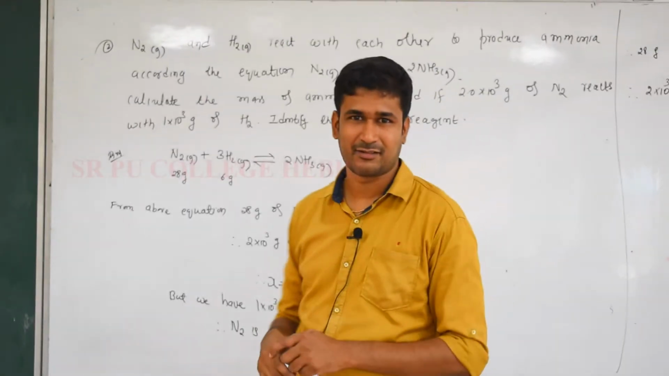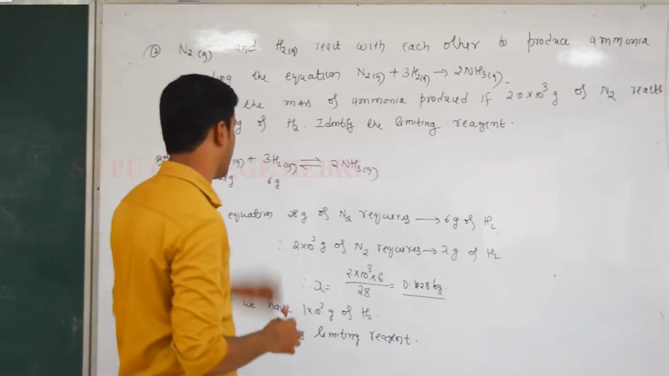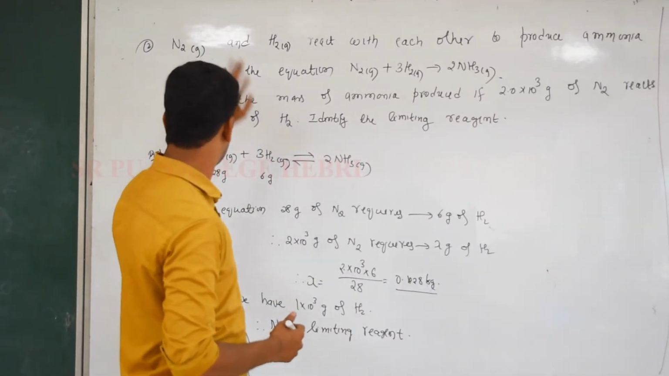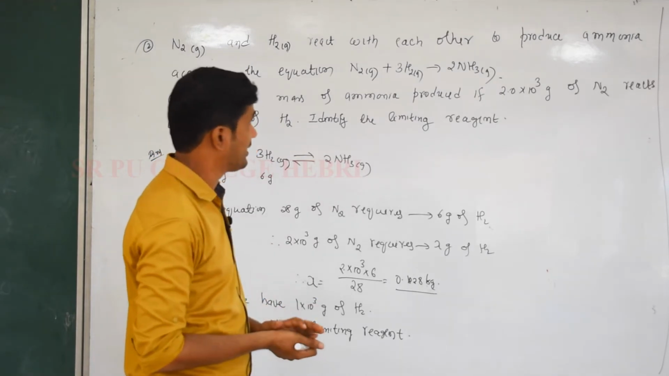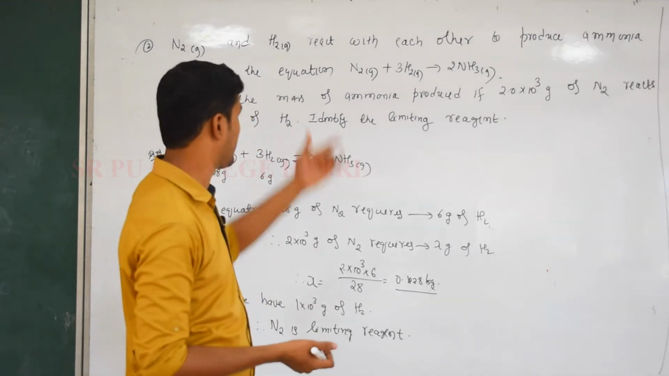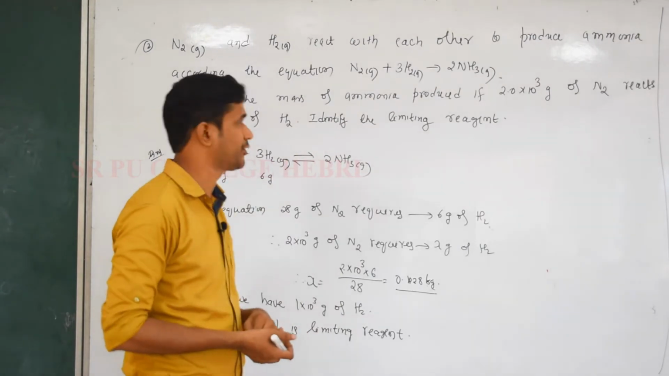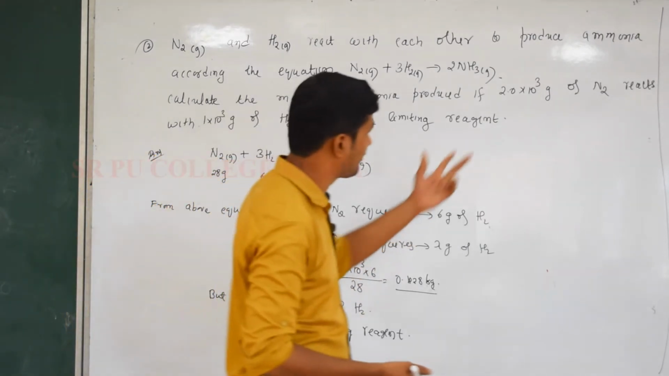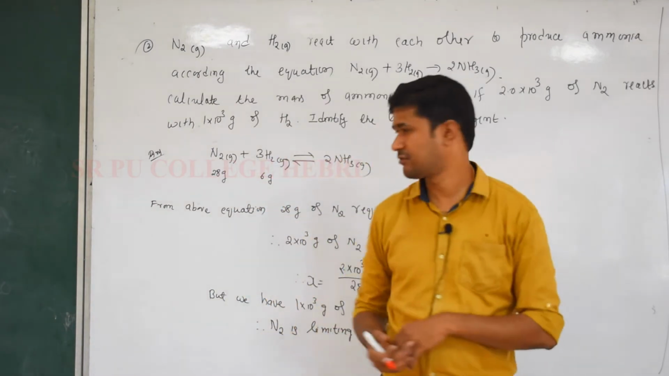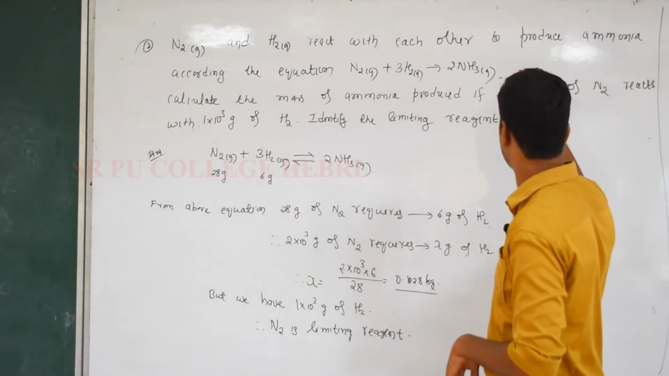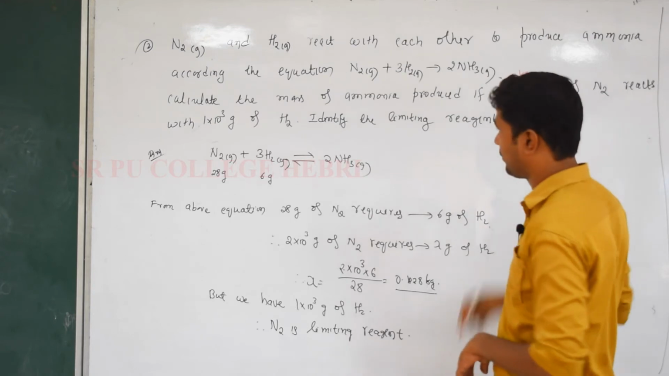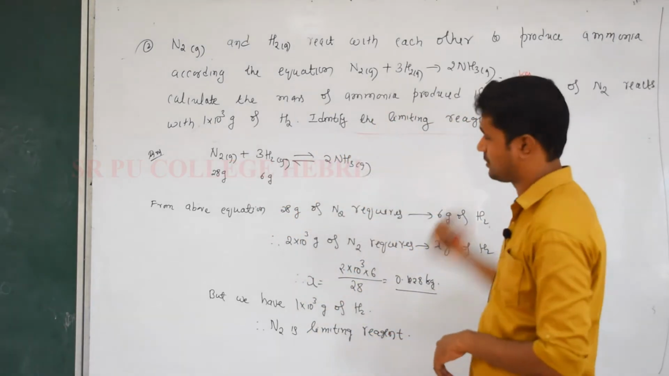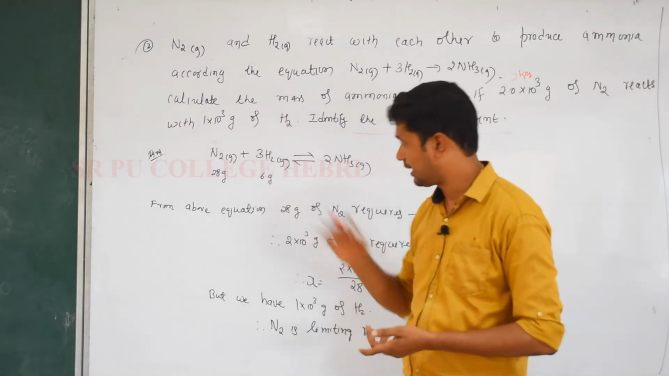Next question is question number 2. Again it's related to the calculation of limiting reagent. Nitrogen and hydrogen react with each other to produce ammonia according to this equation. The equation is given to you. Calculate the mass of ammonia produced if 2 kg, 2 into 10 raised to 3 gram, that is 2 kg of N2, nitrogen, reacts with 1 kg of hydrogen. Identify the limiting reagent. It is just like the previous numerical.